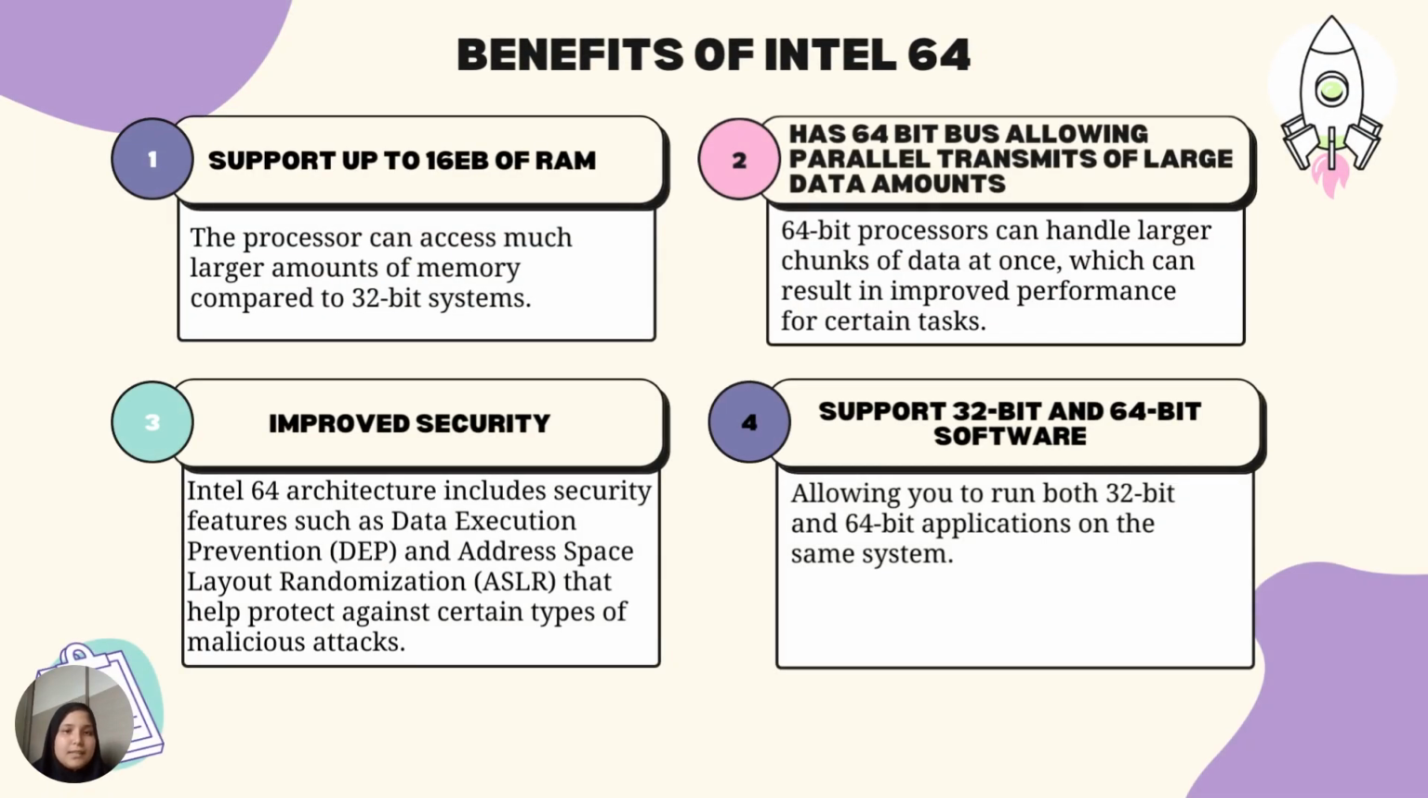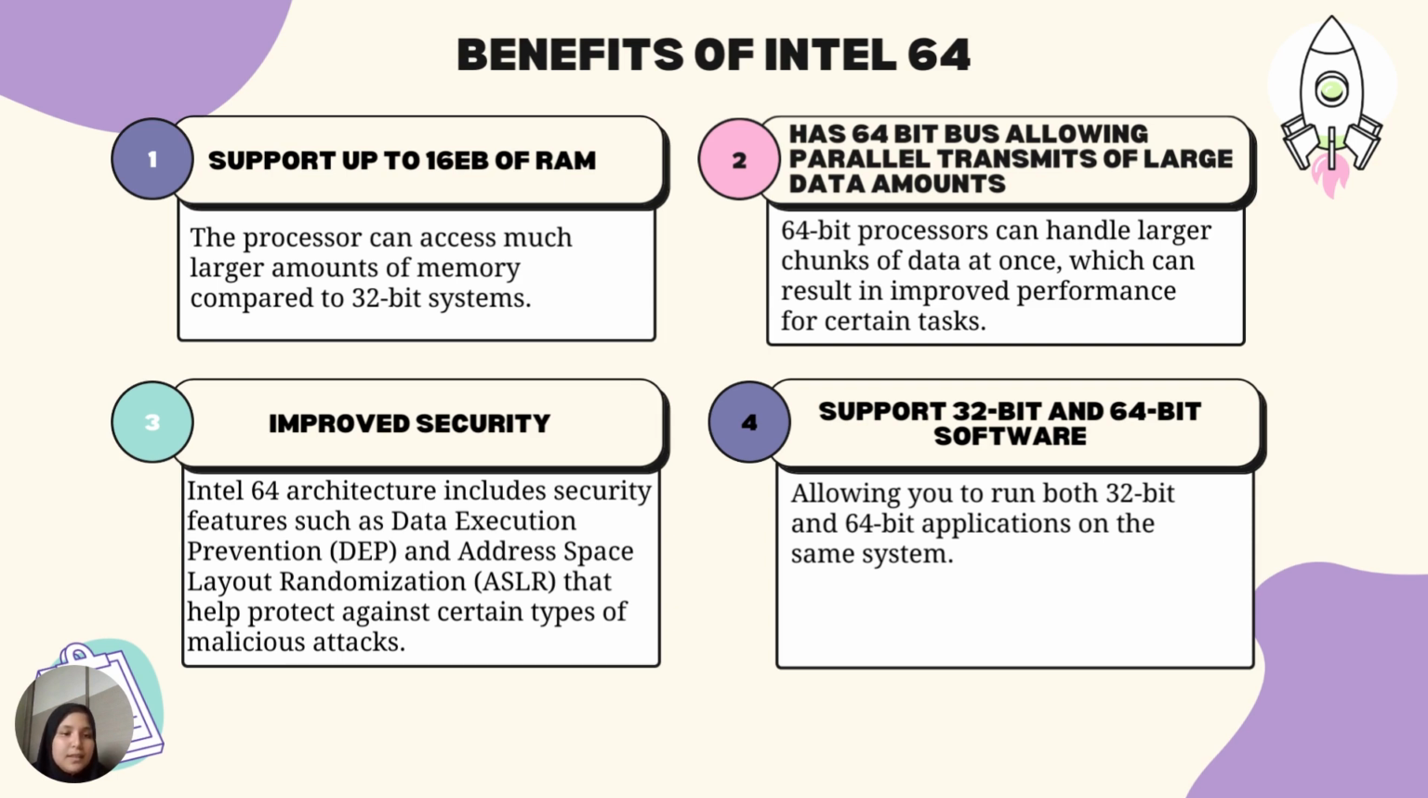Benefits of Intel 64. First, support up to 16 EB of RAM. The processor can access a much larger amount of memory compared to a 32-bit system. Second, it has a 64-bit bus allowing parallel transmission of larger data amounts. A 64-bit processor can handle larger chunks of data at once, which can result in improved performance for certain tasks.